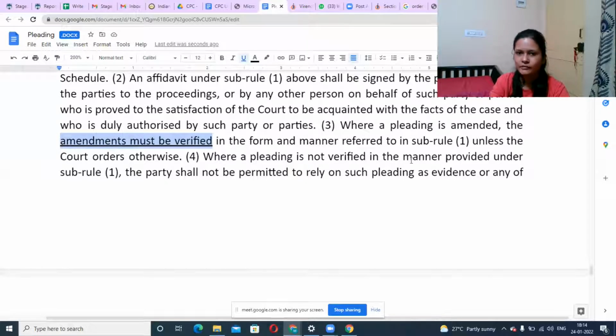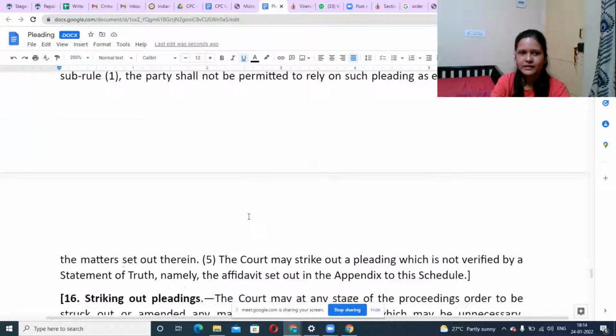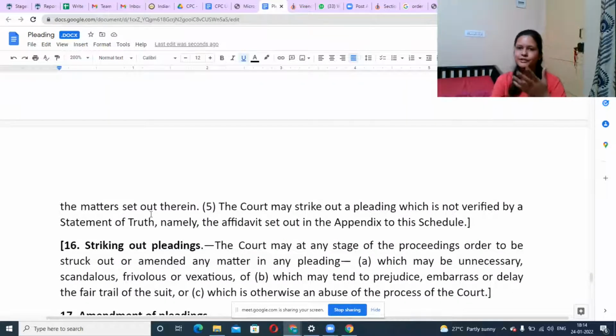Where a pleading is not verified in the manner provided, the party shall not be permitted to rely on such pleading as evidence of any form. Like the other person may say, okay, these claims you have not mentioned in your pleading. The defendant may say that you have not mentioned these things in your pleading, but the plaintiff cannot use that as a sort of defense that I have mentioned these things. Those would not happen.